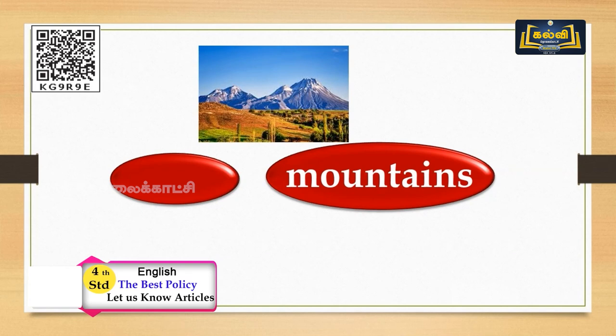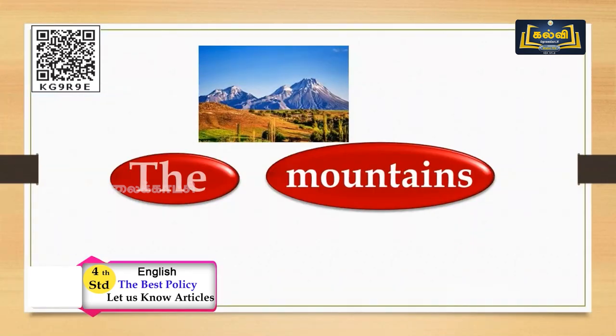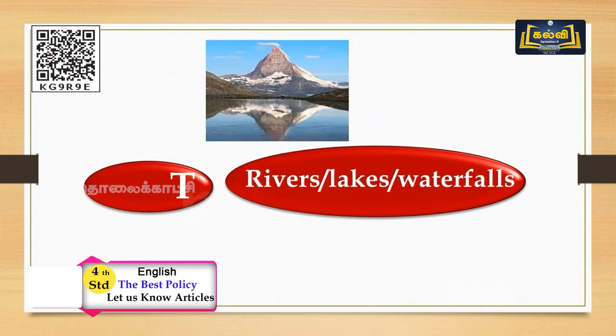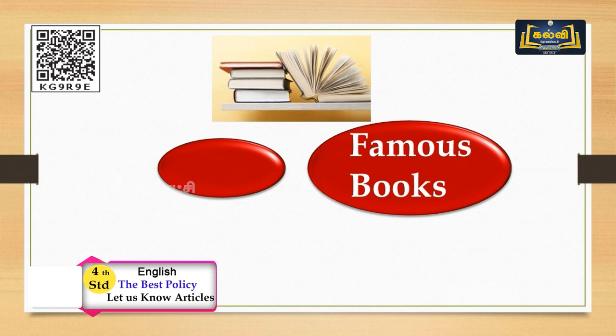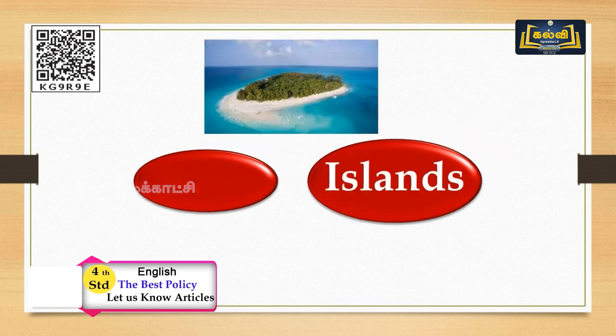So is it "a mountain" or "an mountain"? I told you before, for particular things and unique things, we have to use the article "the": the mountains, the rivers, the lakes, the waterfalls, the seas and the oceans, the Pacific Ocean, the Arabian Sea. And for famous books like the Tirukural, the Bharatiyar books, Kavidegal, like that. And for islands, some of the islands we use the article "the".